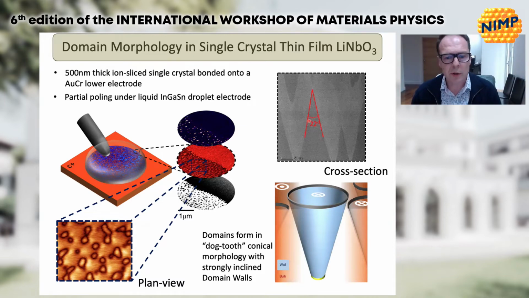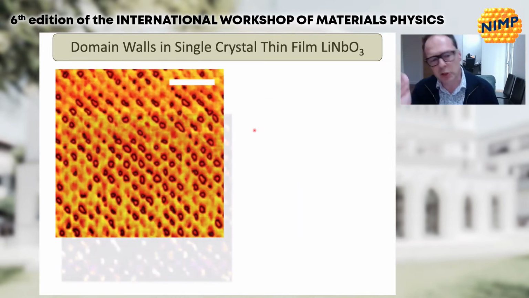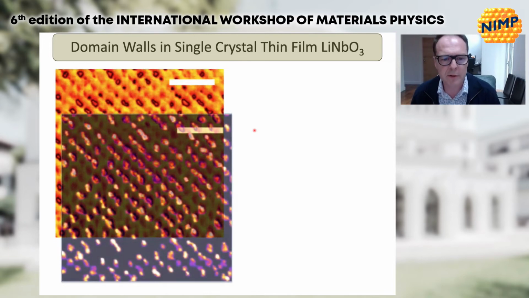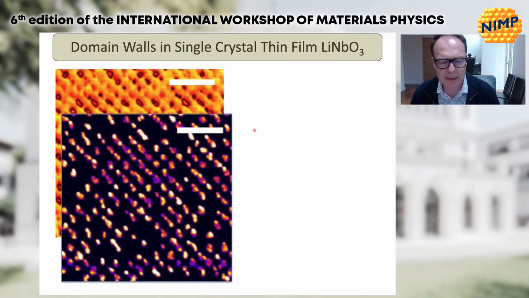Now, what I want to show you is that when this is the case, okay, this is just showing you that these domain walls carry a lot of current between the top surface and that lower electrode that I was showing you in the schematic.